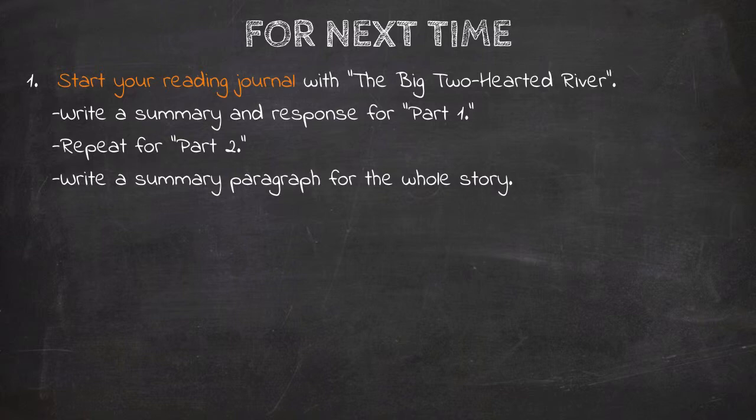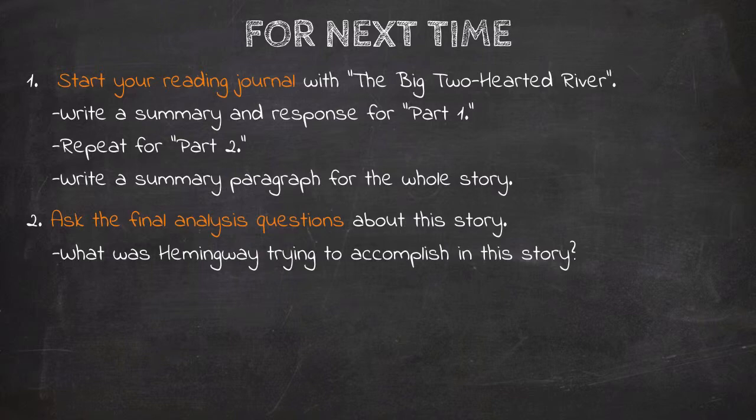Second, after you've done your responses and summaries, then ask the final analysis questions about the Big Two-Hearted River. And those two questions to review are these. What was Hemingway trying to accomplish in this story? Did he succeed? Why or why not? And the first question is actually about the major parts. So go back and take a look at those as well.